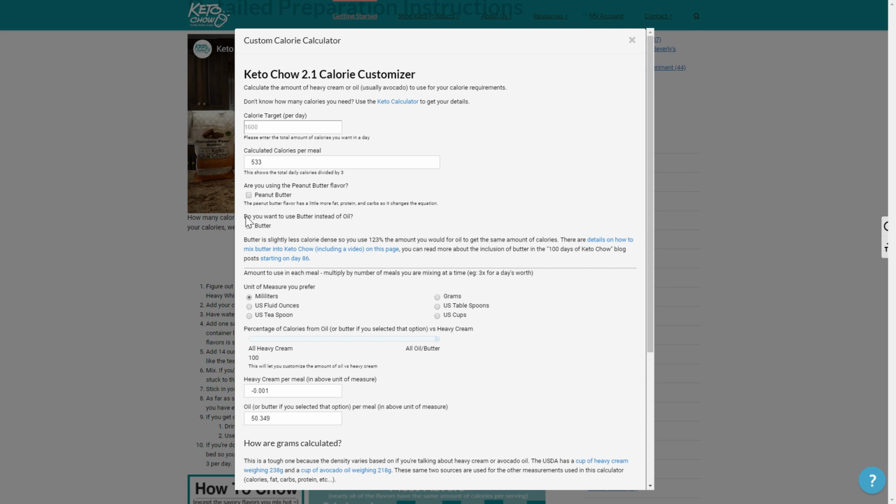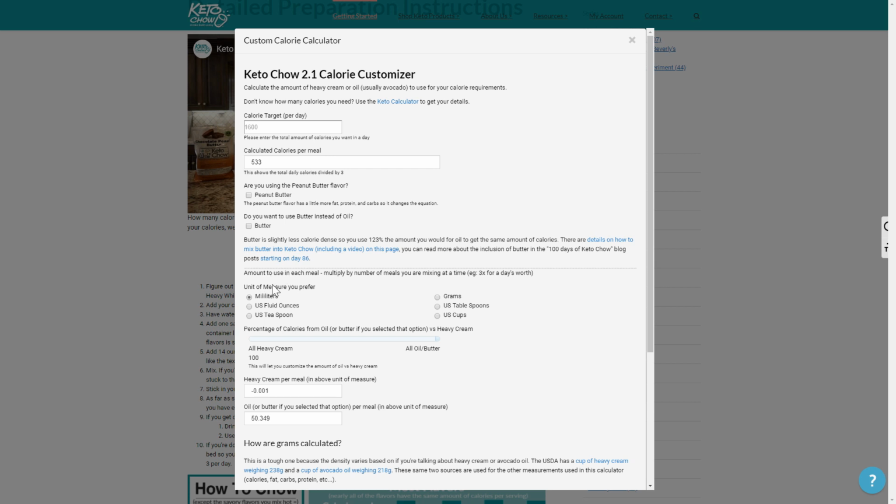Okay, do you want to use butter instead of oil? Now, this is an interesting thing that we recently added as an option. Butter, well, it's slightly less calorie dense than oil. So you need 123% the amount you would use for oil for the same amount of calories. And then there's a link to how to mix it with butter using Keto Chow. So if I check that box, and I'll get to that in a little bit, it will give me the amount that I'll use for butter instead of the amount I would use for oil.